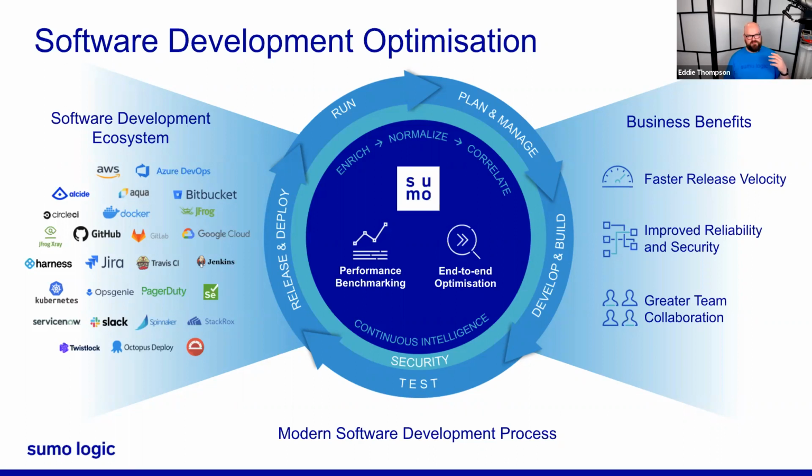Sumo makes this a lot easier, because a lot of the time you may have a large component of this data already going into Sumo, if you're a Sumo customer, for troubleshooting reasons. This is where we can really give additional value to this data, to give you some more business intelligence as well. The things that we're looking to help with are faster release velocity, improving your reliability and security, and enabling greater team collaboration.